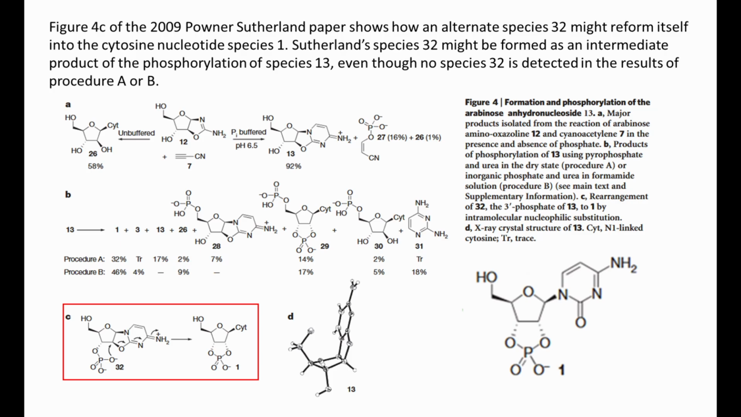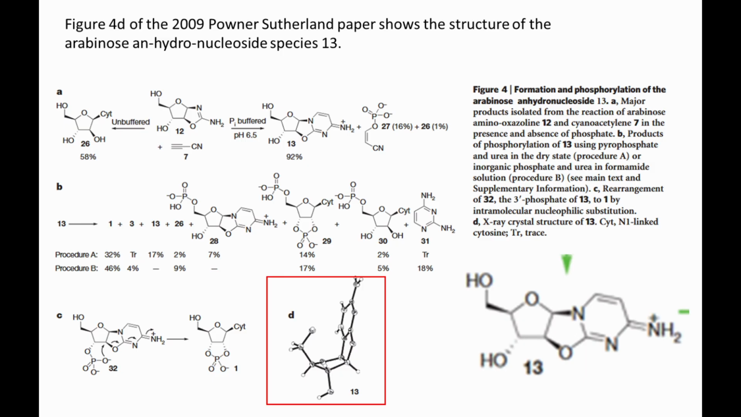Figure 4C of the 2009 Powner-Sutherland paper shows how an alternate species 32 might reform itself into the cytosine nucleotide species 1. Sutherland's species 32 might be formed as an intermediate product of the phosphorylation of species 13, even though no species 32 is detected in the results of procedure A or B. Figure 4D of the 2009 Powner-Sutherland paper shows the structure of the arabinose anhydronucleoside species 13.